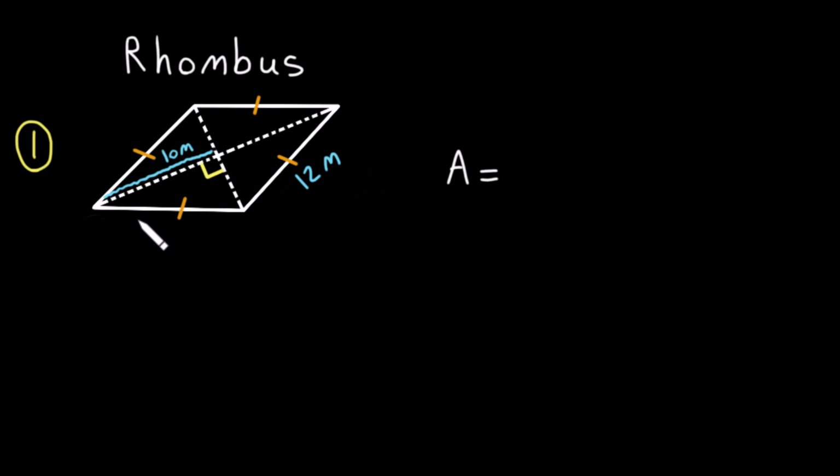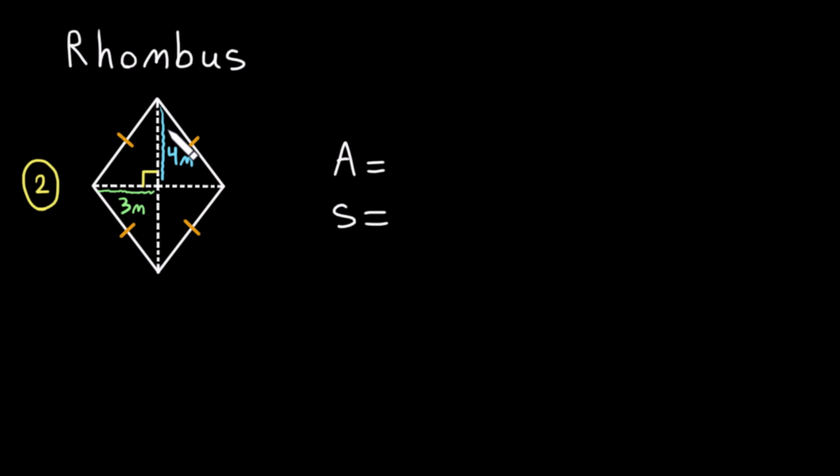In the first example, we have a rhombus with side 12 meters and half diagonal 10 meters. We want to find the area. In the second example, we have a rhombus with half diagonals 3 meters and 4 meters. We want to find the area, and also the side of the rhombus.